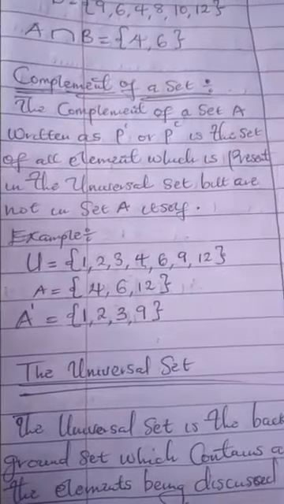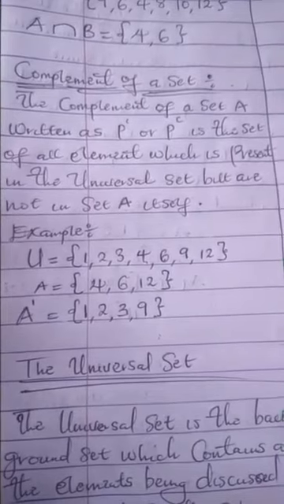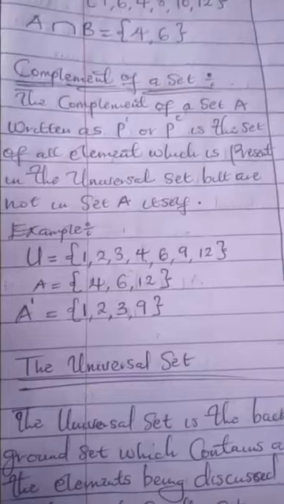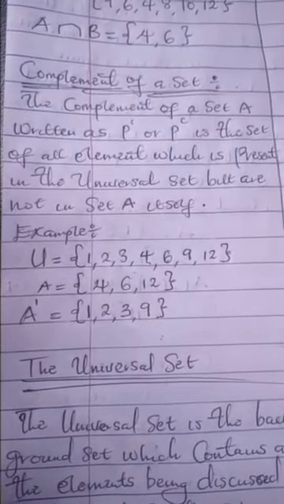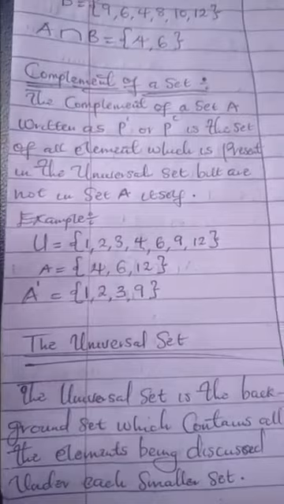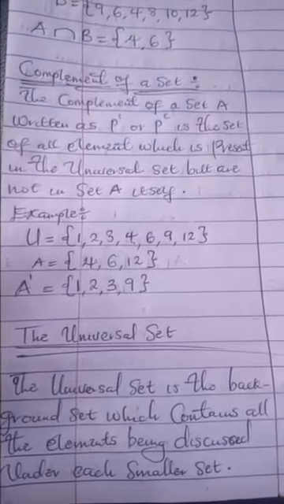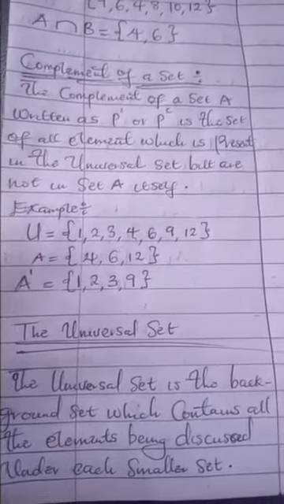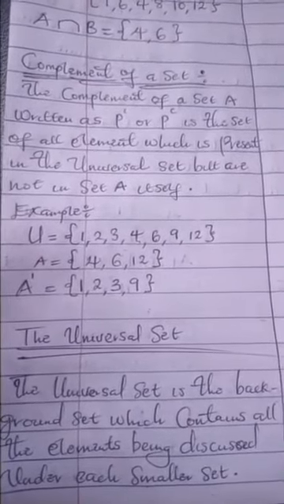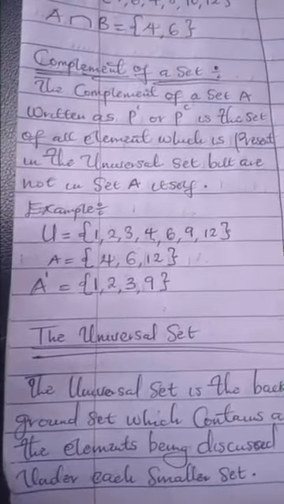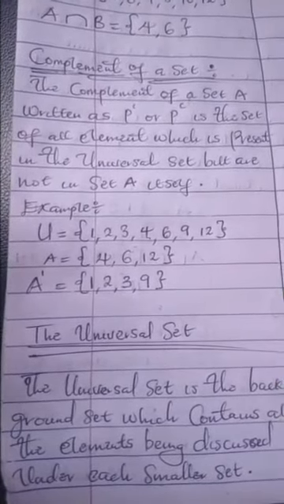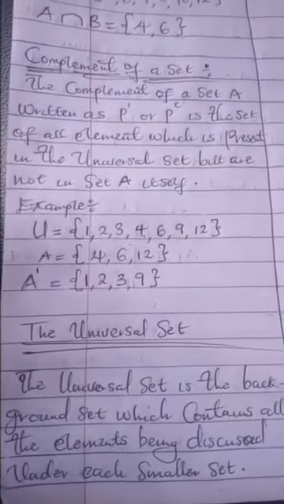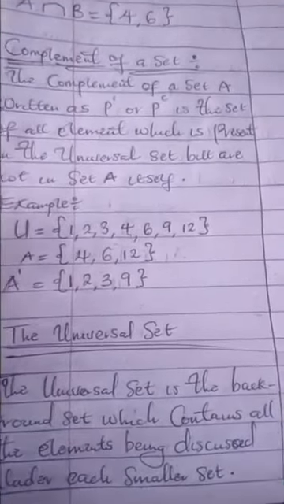Now we said the complement of set A, for example, is the set of elements which is present in the universal set but not in set A. So set A has 4, 6, and 12, which are in the universal set. But the universal set also has 1, 2, 3, and 9. So complement A is {1, 2, 3, 9} because they are not in set A but are in the universal set. I hope you understand this.